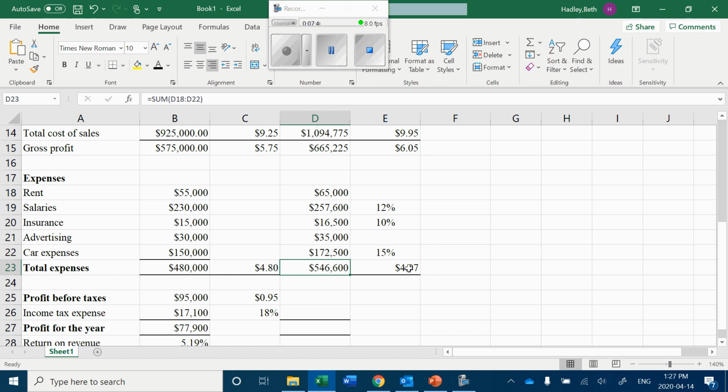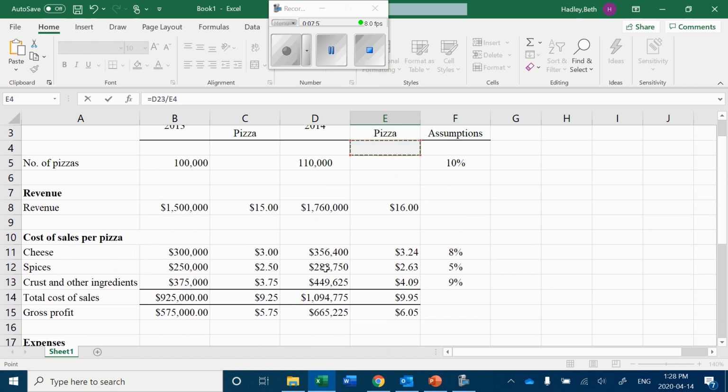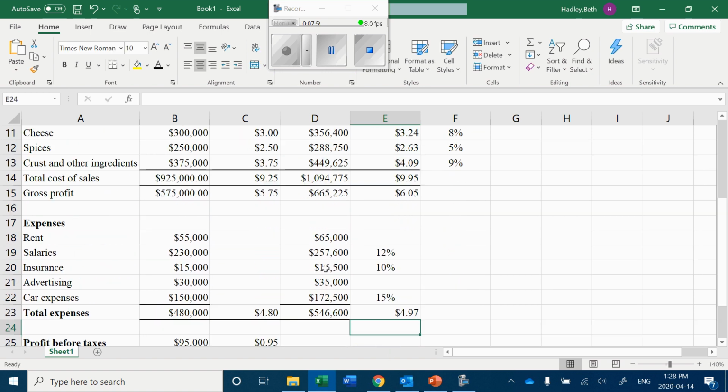546,600. And then what we can do is figure out, based on that number of pizzas that we sold, we go equals and take our total fixed, and we can divide that by, and if we scroll up, the number of pizzas that we sold, and that gives us, on average, for fixed costs based on 110,000 pizzas, $4.97 per pizza.